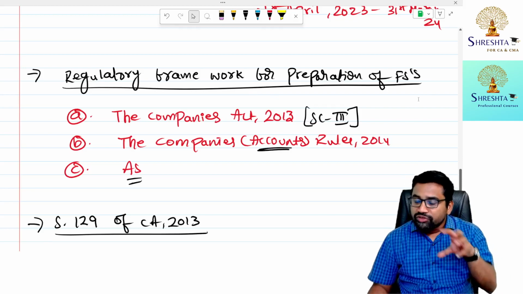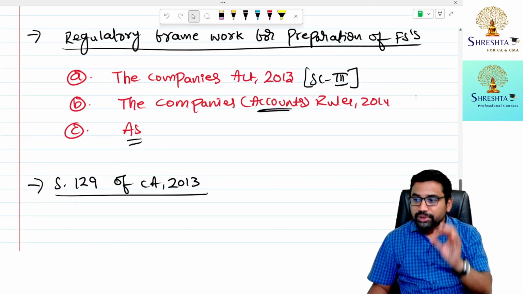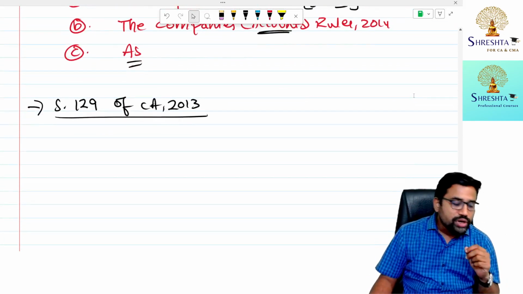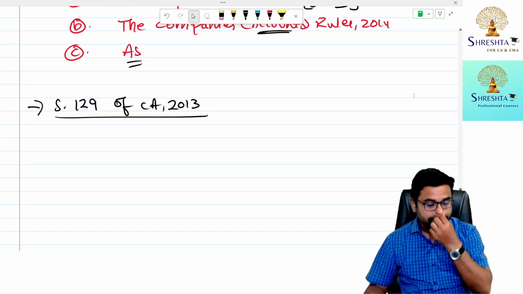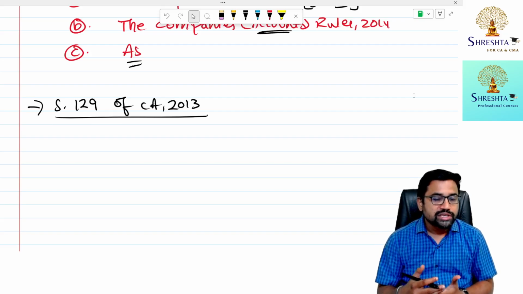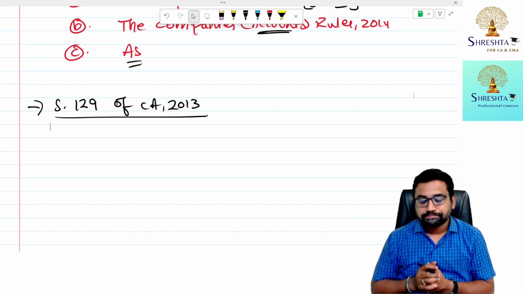Second of all, when you are preparing financial statements, keep in mind accounting standard provisions, the Companies Act provisions and rules, company rules provisions. One more interesting point prescribed in section 129, which is very, very important. Every company, after preparing financial statements, must lay those financial statements down in the annual general meeting.